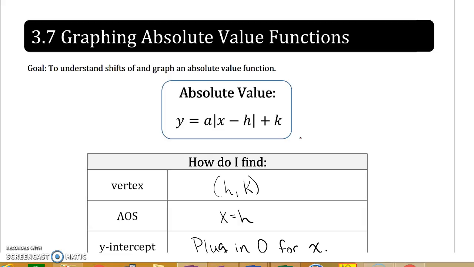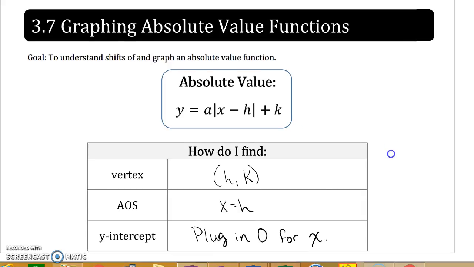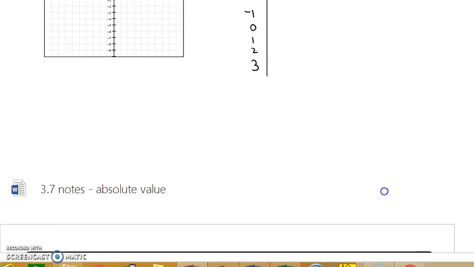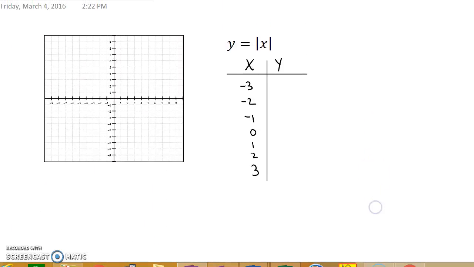They're going to look a lot like parabolas, with a lot of the same characteristics, except for their shape. So let me first show you what the shape of an absolute value is going to look like. First of all, the parent function will be y equals absolute value of x, and you'll see the x will be inside the absolute value bars. And I'm going to make a little table of values just to show you what these points will look like.